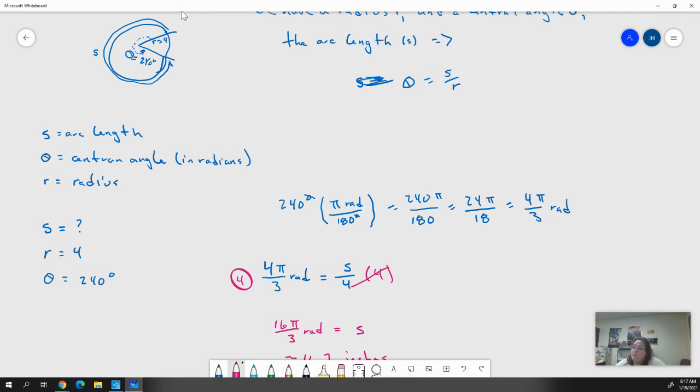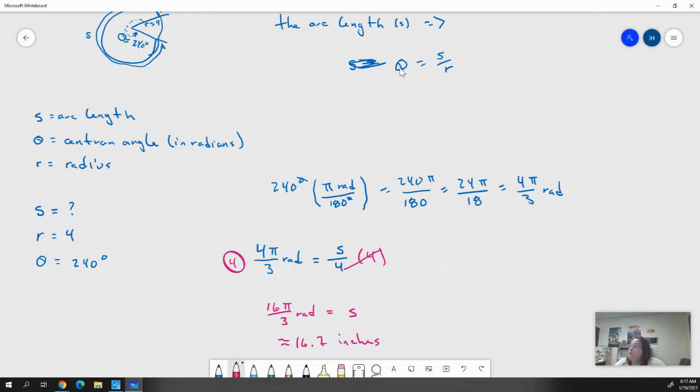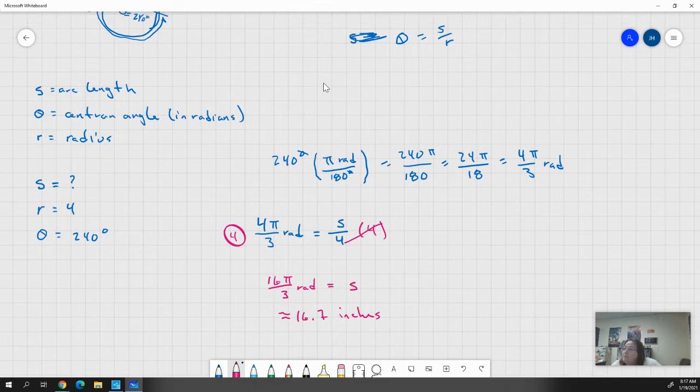As long as you know what your S, R, and theta are, you need 2 out of 3, right? If you have 2 out of 3, you can always solve for the third one. If you know either your arc length or your radius or your theta, if you know 2 out of 3 of those, you can always solve. In this case, we knew theta and R, but if we knew S and R, we could get theta. If we knew S and theta, we could get R. We can figure those out.